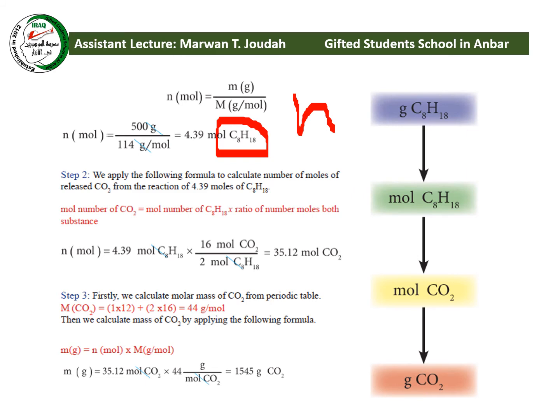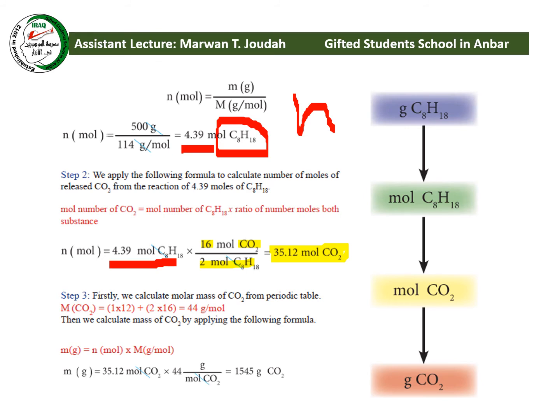So now, the mass of 500 is given in the question, and 114 is the molar mass we just calculated. We got the number of moles of C8H18. Now, let's move to the second one. After we got the number of moles of C8H18, we will use this value to find the number of moles of CO2. The number of moles of CO2 equals the number of moles of C8H18 times the ratio of moles in the equation, which is 16 for the CO2 and 2 moles for the C8H18, and then we get the number of moles of what?